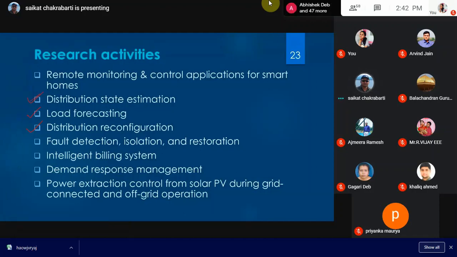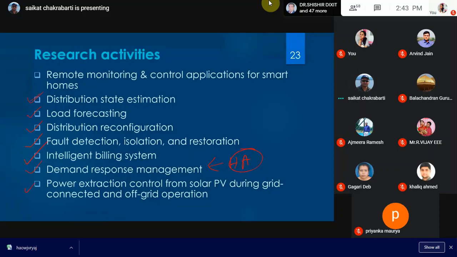So that's visible now. Fault detection, isolation, restoration, it has become much easier with the implementation of the monitoring mechanism. Otherwise, somebody had to move around with fault locators, handheld devices. That is no longer needed. Of course, you have to design your algorithms for that. That's something we are working on. Intelligent billing system, few students are working. Demand response management, this is one key area, and this is exactly where home automation comes into the picture. So we are able to control the appliances and demonstrate demand response methodologies.